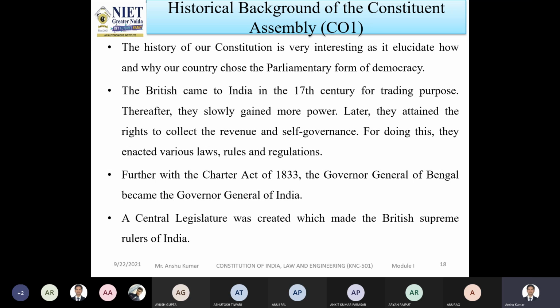It provided that the company's territories in India were held in trust for His Majesty, his heirs and successors. That means directly related to the British Crown. This act also introduced a system of open competition for the selection of civil servants. That is another point. But the important takeaway is that the Governor General of Bengal became the Governor General of India, and Lord William Bentinck was the first Governor General of India.